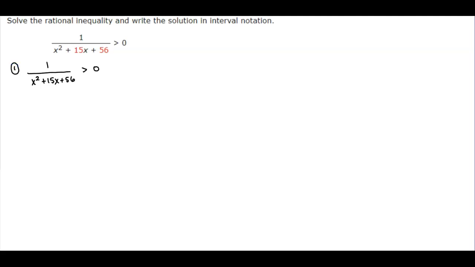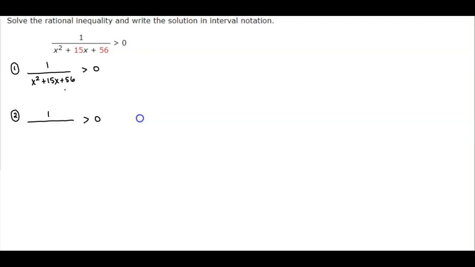Well, we have a rational inequality with one term on the left side and we have a 0 on the right side. But this denominator, we still need to simplify that further. We need to factor that denominator. Okay, so we know that in the numerator we have 1. So how do we factor this?